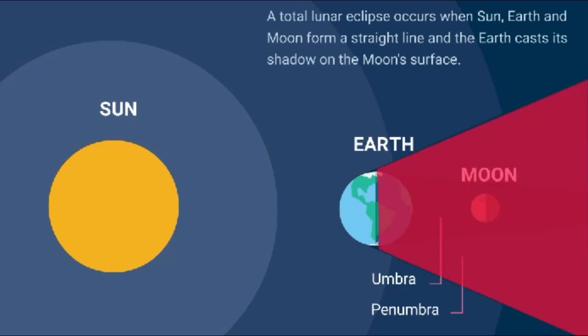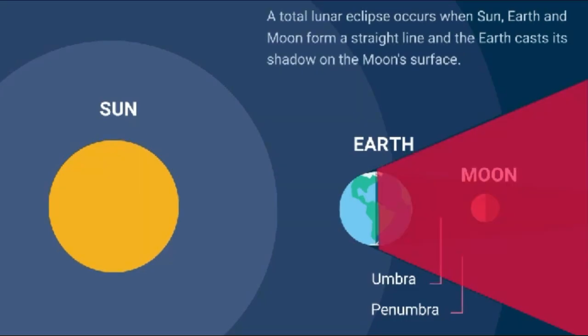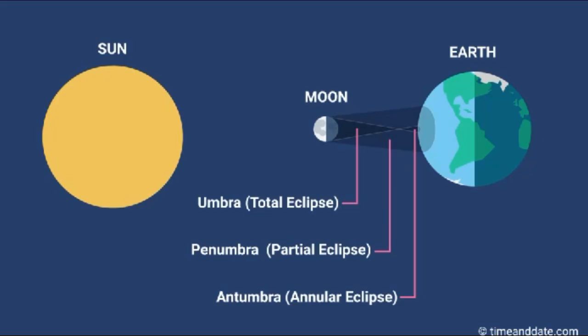This becomes wider, and this shadow becomes smaller. Penumbra and umbra, same thing here. The penumbra shadow becomes wider, and the umbra shadow converts to a small point.